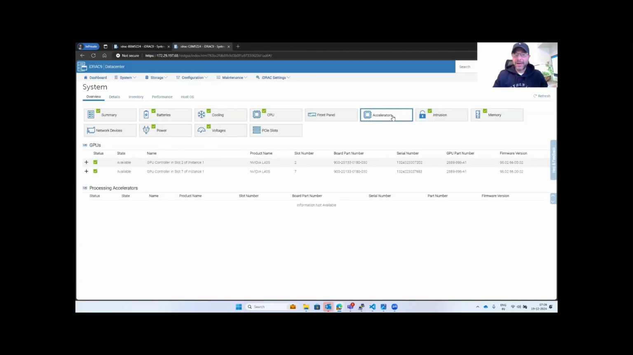Now, why L40S? Why not A100s or H100s? I just had this lab as a resource capability available to me. So I'm using L40S. We could have a better paradigm to work with, but in this case, we'll work with NVIDIA L40S. So these are the two worker nodes.